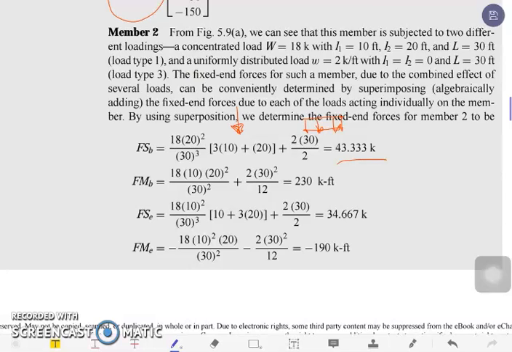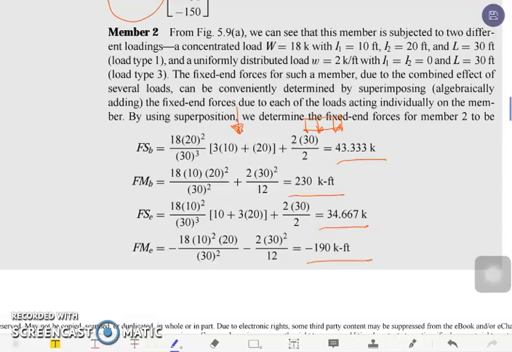Then we have the moment force at the beginning of the member, which means the moment force for the concentrated load plus the moment force for the uniform loading, and that is equivalent to 230 kips-feet. For the end of the member, we now have the shear force and the moment force at the end. You simply substitute again the values for the variables into our equations. So we have 34.66 kips and negative 190 kips-feet.